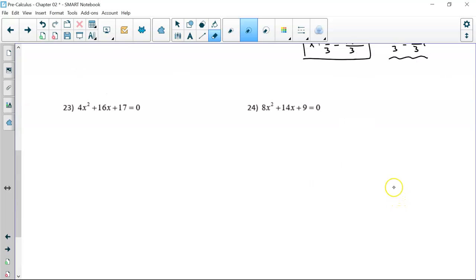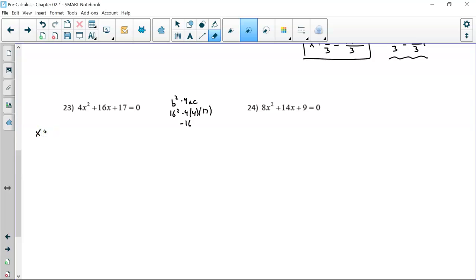I'm going to check to see if number 23 is factorable. b squared minus 4ac, 16 squared minus 4 times 17. Here's where the calculator comes in handy, especially for bigger numbers. And you're going to get a discriminant of negative 16. Not a perfect square, and it's negative. So now we have to use the quadratic formula.